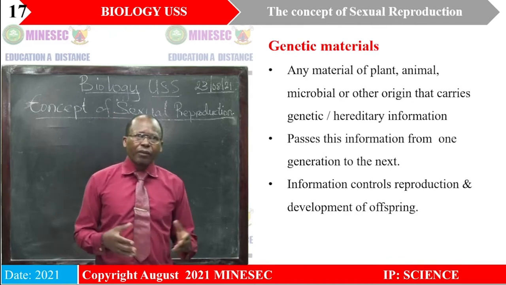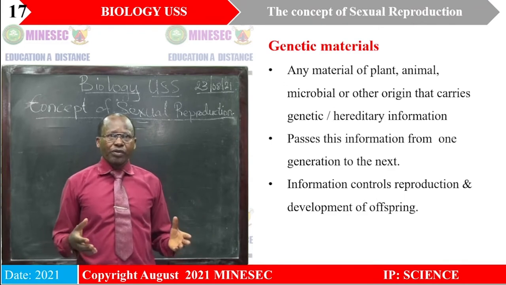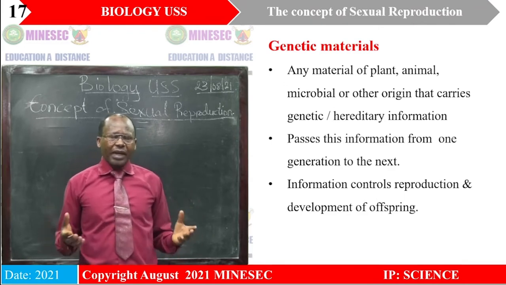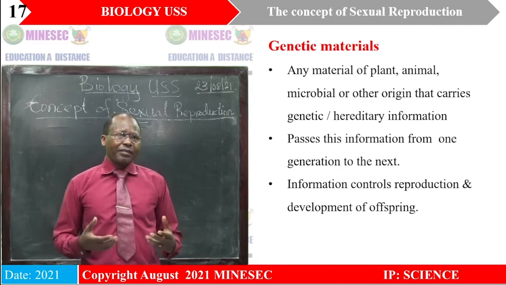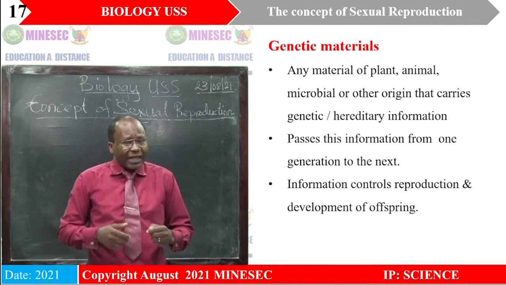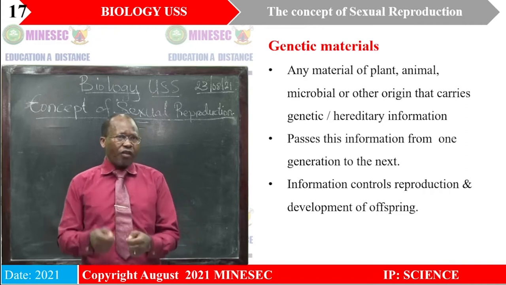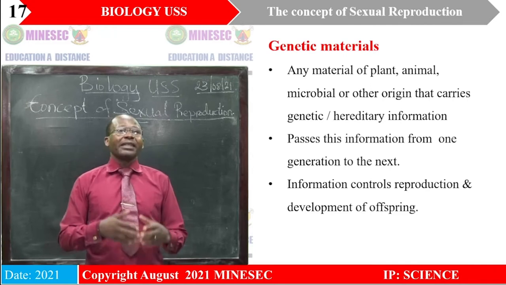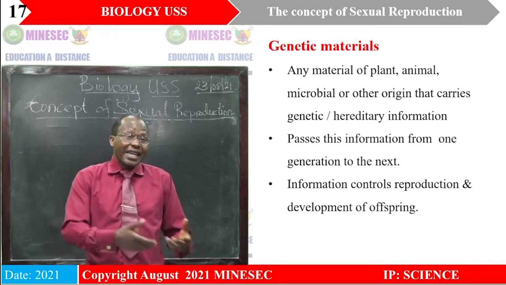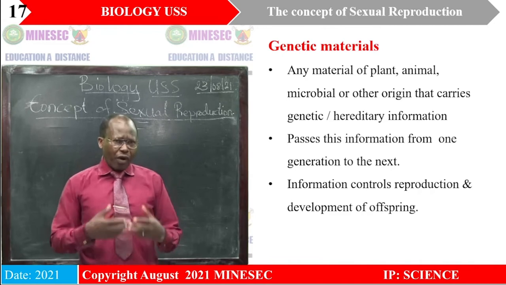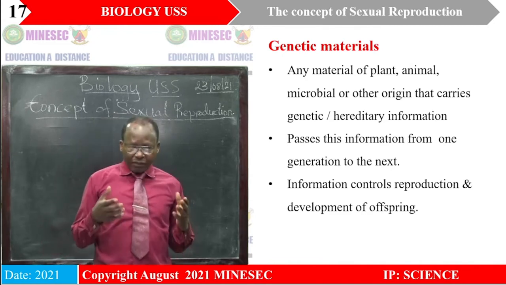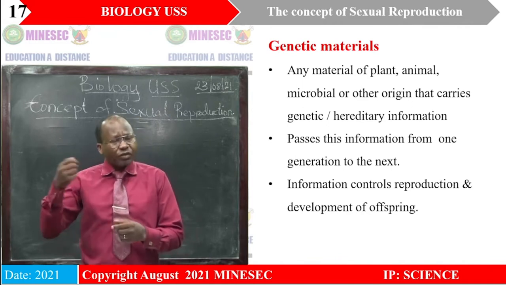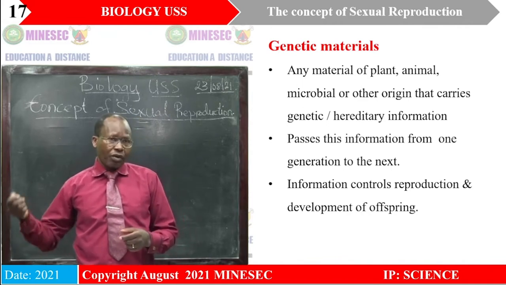But for now, genetic materials are those plant or animal materials, maybe of microbial or other origin, that carry inherited material. And this material can pass from the parent to the offspring. When it is able to pass from the parent to the offspring, we say that it is hereditary, meaning that it is inherited, what comes to you from your parent. And this material contains information which is also passed to further generations, generation upon generation.